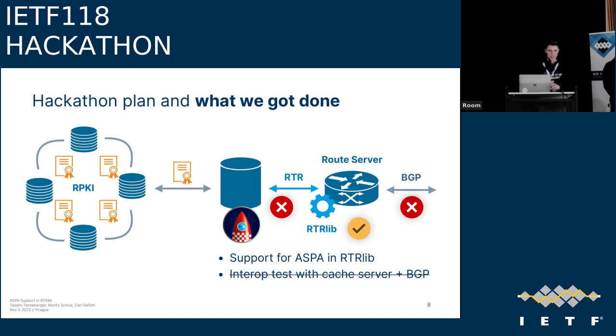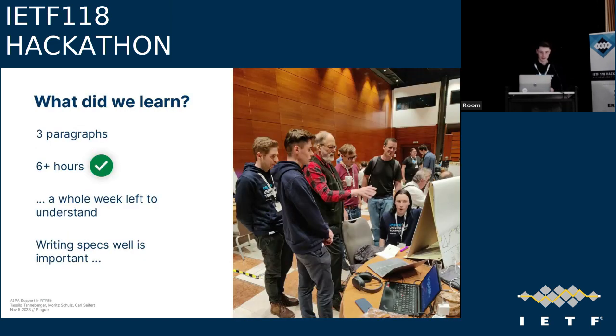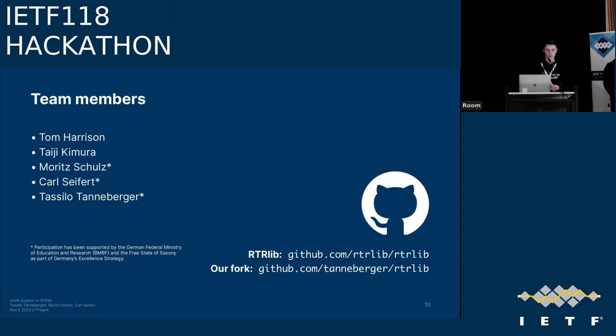Now, we didn't quite reach our goals because the draft description of the verification algorithm turns out not to be that well-written after all. So what did we learn? Yeah, well, three paragraphs in the draft can indeed lead to more than 6 hours of intricate discussions on how to interpret the verification algorithm in the draft. And I guess we have some interesting discussions over the course of the next week ahead of us. Yeah, I want to thank Tom and Teiji for helping us a little with the ASPA verification algorithm. And you can find our fork and the original RTRLib at the link shown here. Thank you.